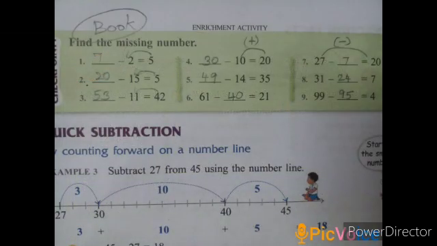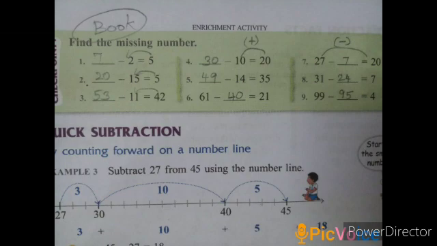Next one, in page number 38, we have a checkpoint. That checkpoint we have missing numbers. There is a clue for you, children. The first number is missing. That is the biggest number. The bigger number minus the smaller number, we are going to get a difference. If the bigger number is missing, we can add the smaller number and the difference together.